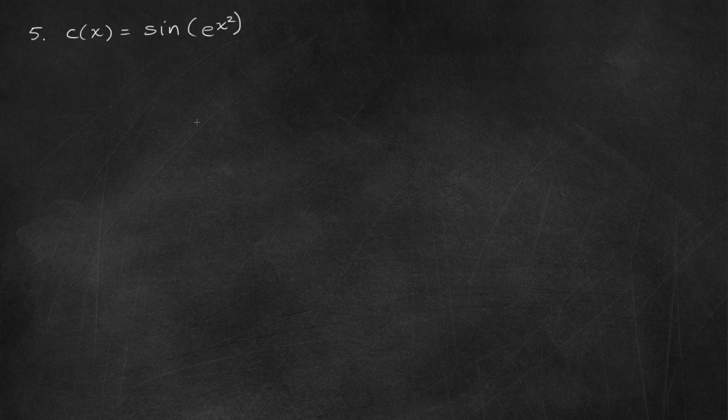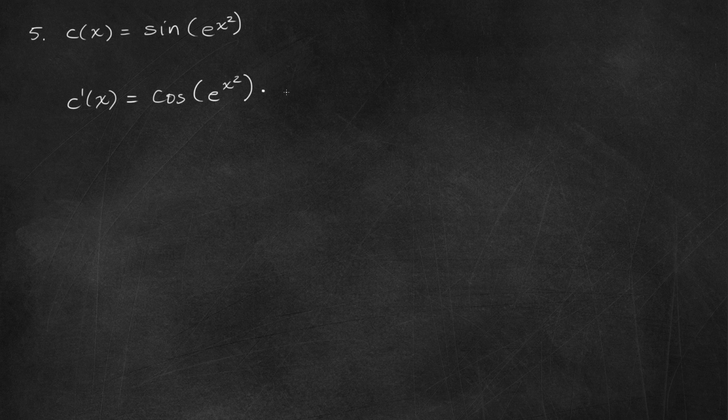And our final example, c of x equals sine of e to the x squared. So our outside function, this is sine of stuff. So we start by taking the derivative of our outside function. Derivative of sine stuff is cosine stuff times the derivative of the stuff. The derivative of e to the x squared. Well, this requires another chain rule because this isn't just e to the x, it's e to the stuff.